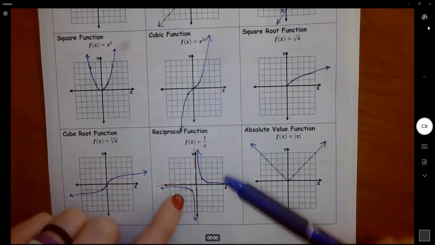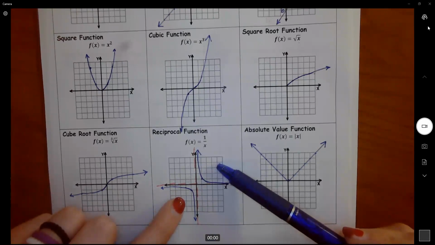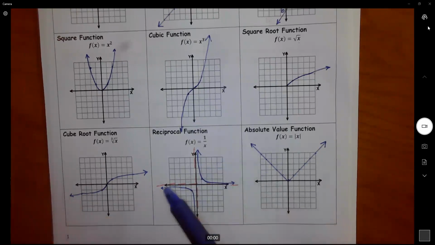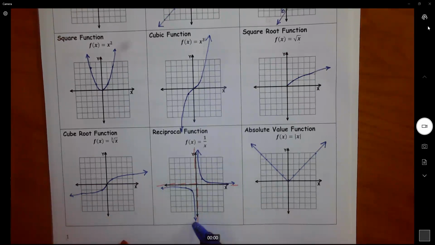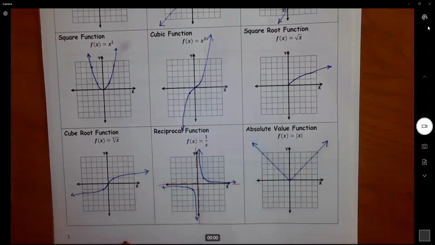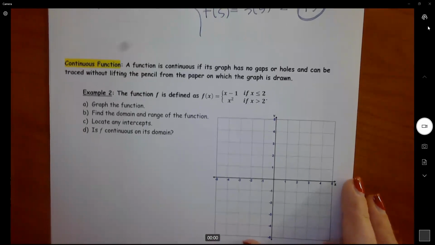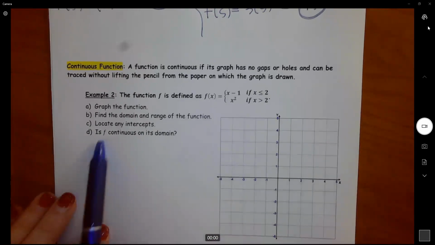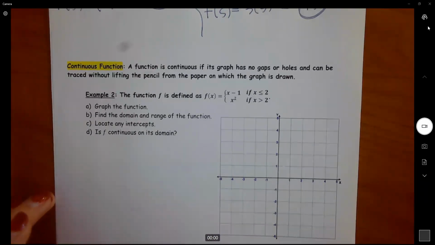This one, however, you've got two separate parts. There's no way to draw this graph without picking up your pencil. You have to do one little portion, pick up your pencil, and draw the other one. So this is an example of something being discontinuous, or not continuous. So we're going to be asked if it's continuous, and that's going to be a yes or no answer.